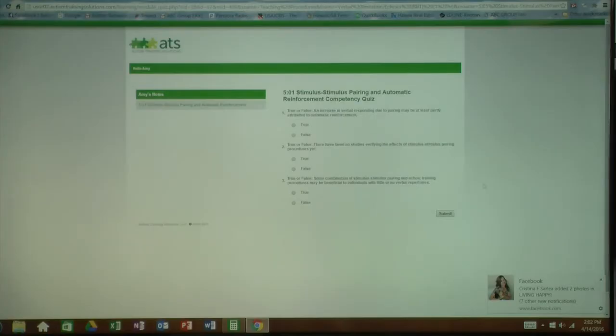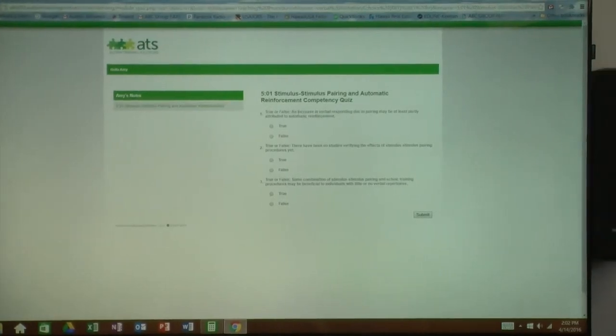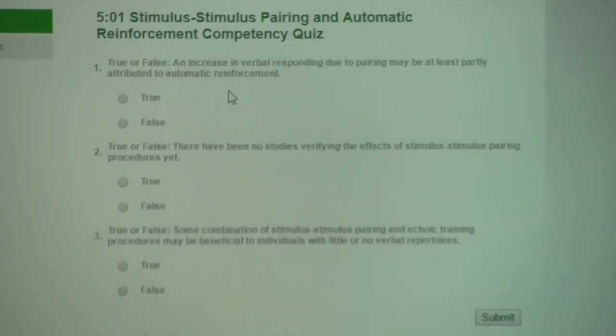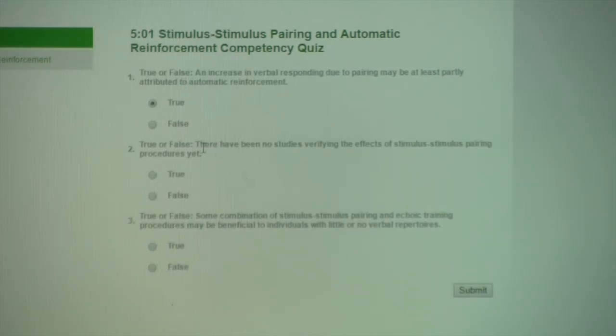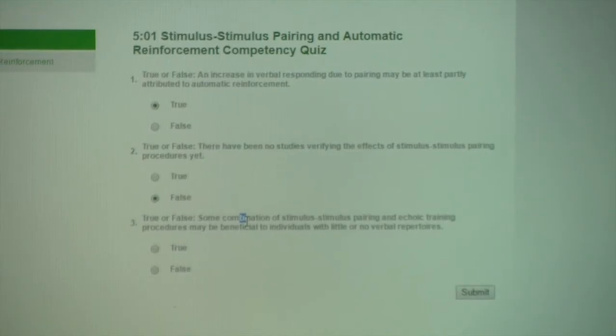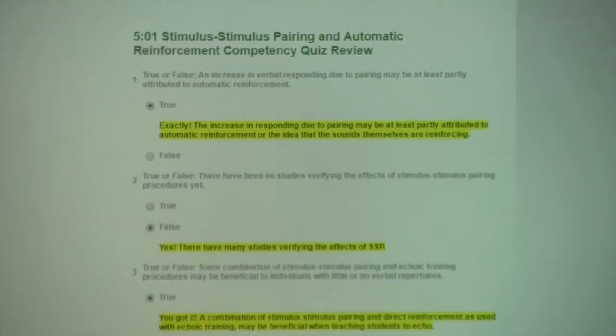True or false? An increase in verbal responding due to pairing may be at least partly attributed to automatic reinforcement. True. There have been no studies verifying the effects of stimulus-stimulus pairing procedures yet. False. They just listed 3 of them. Some combination of stimulus-stimulus pairing and echoic training procedures may be beneficial to individuals with little or no verbal repertoires. Yes, true. Great, you got it.